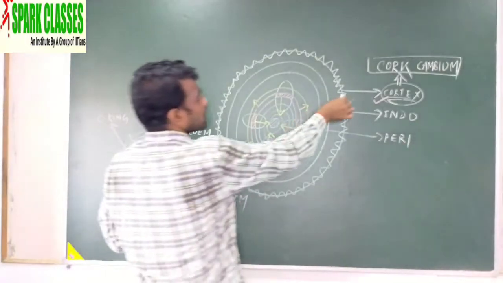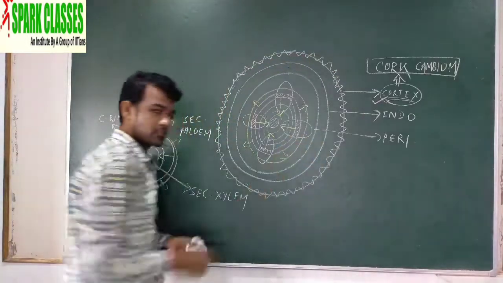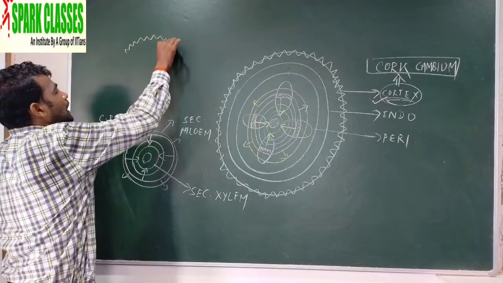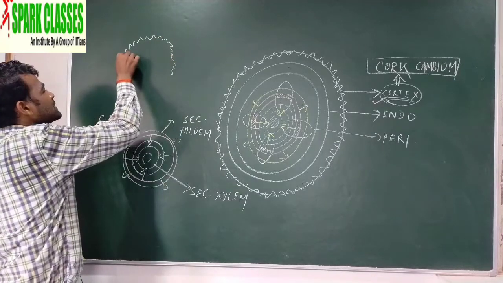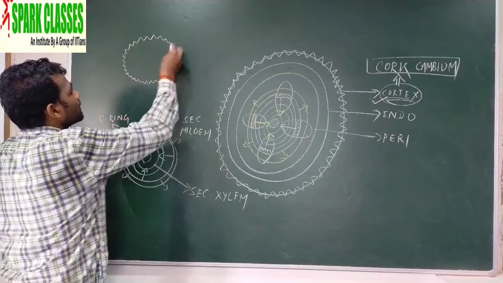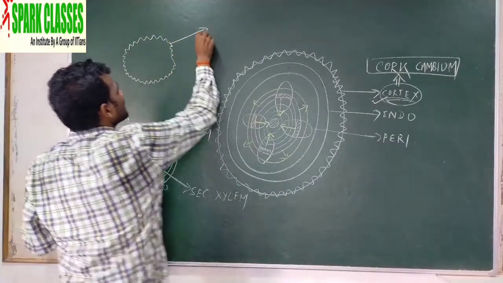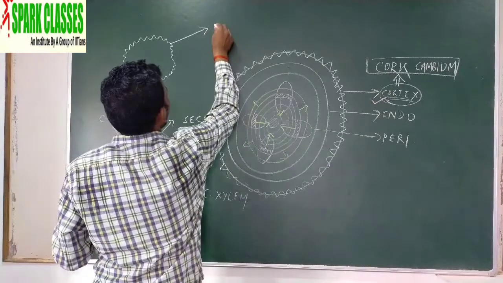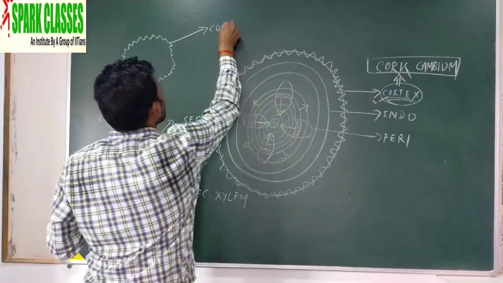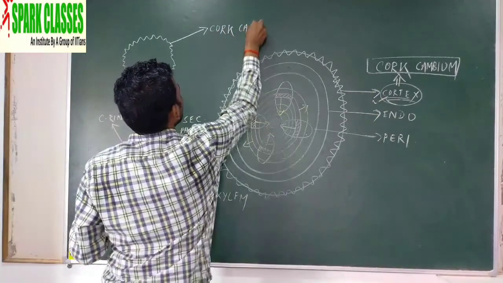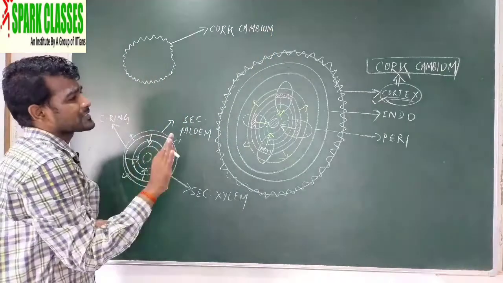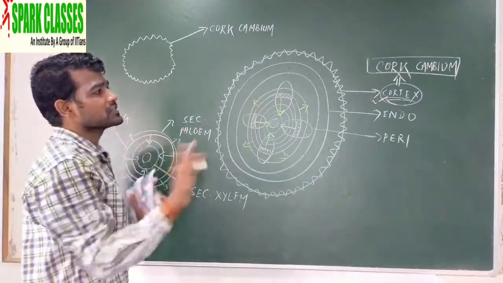Similarly, this cork cambium which is found in the cortex. Now I am showing you the cork cambium. I am showing it in a wavy manner so that we can easily mark it. This is the cork cambium. It is produced in which region? Recall with me. It is produced in the cortex region. Now it is no more called cortex. The cortex is changed into cork cambium.